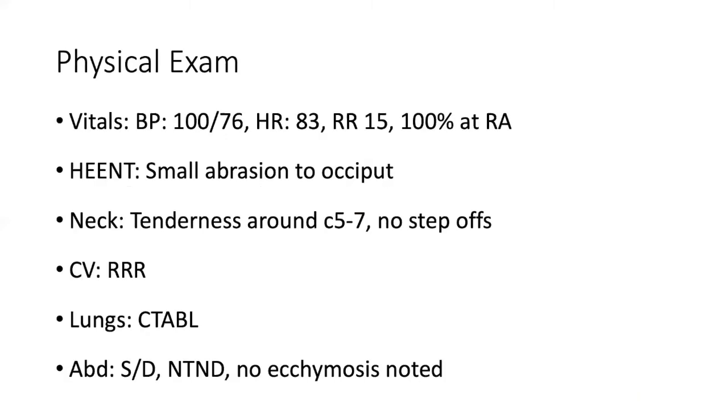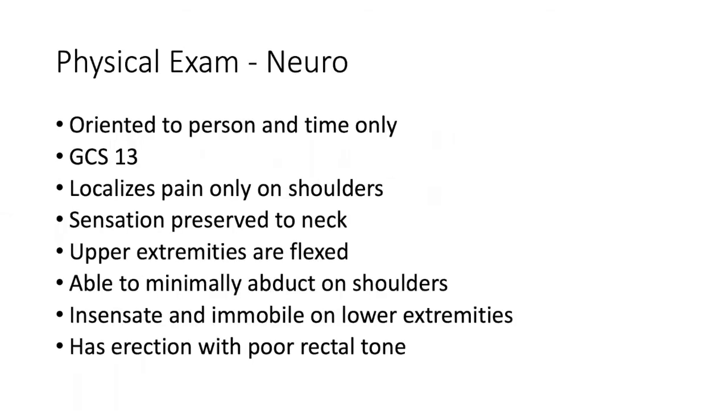In terms of his physical exam, his vitals, he had a blood pressure that was kind of soft, normal heart rate, vitals were otherwise unremarkable. He had a small abrasion to the back of the head. He had point tenderness around C5 to C7, but no step-offs. He had a regular rate and rhythm, clear to auscultation bilaterally, soft belly. His neuro exam, he was only oriented to person and time. His GCS was 13, and we took one point on motor and on verbal, 1 and 1.